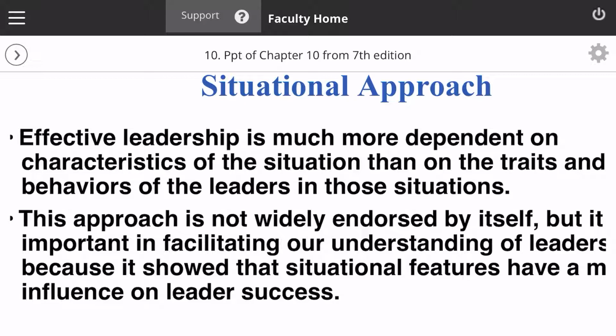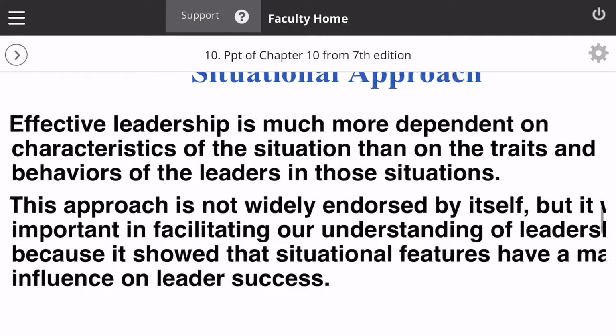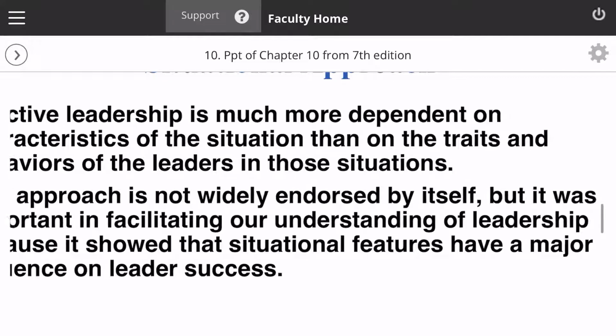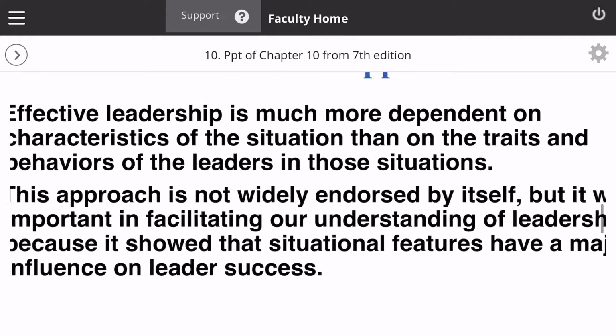So situational leadership is more dependent on the characteristics of the situation than on traits or behaviors. So it's not the person, but it's the context. And it's not that the great man rides in and sort of has their way with influencing what's going on, but it's more the dynamics of what's going on, the needs of the bigger context create the leader that is needed in that moment.